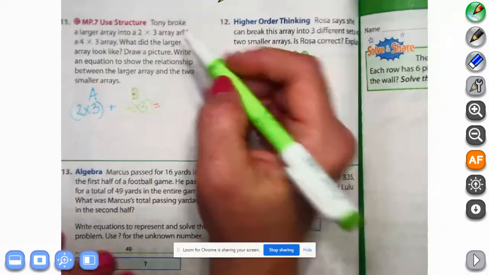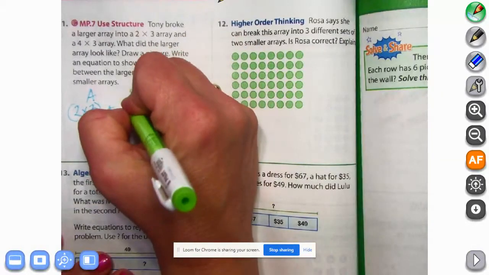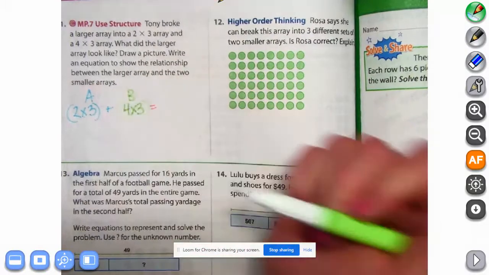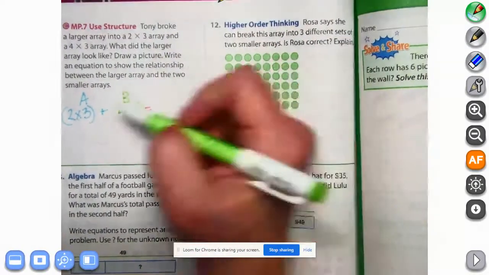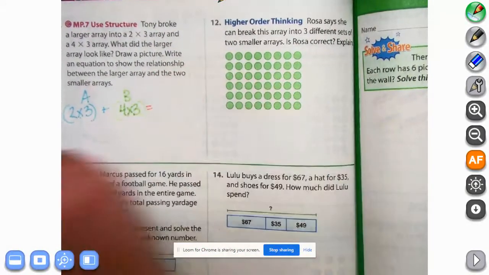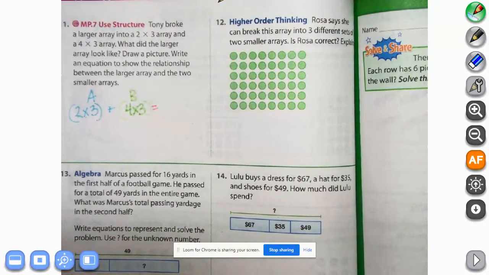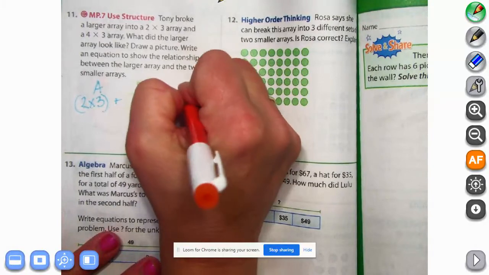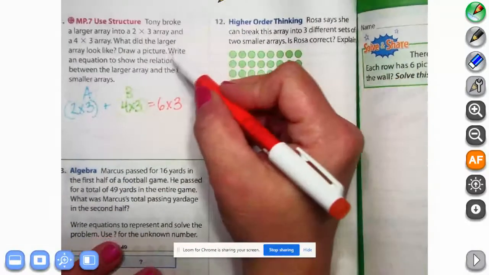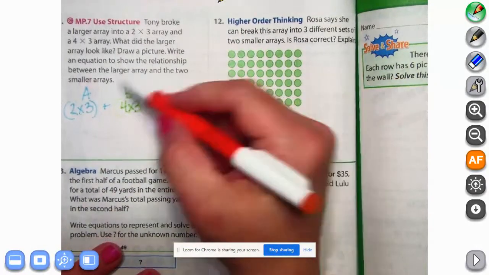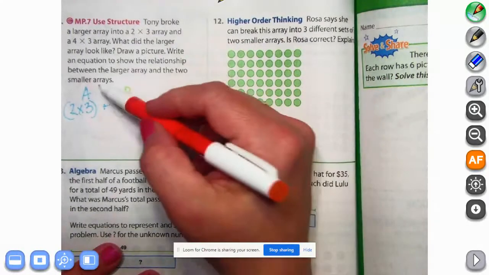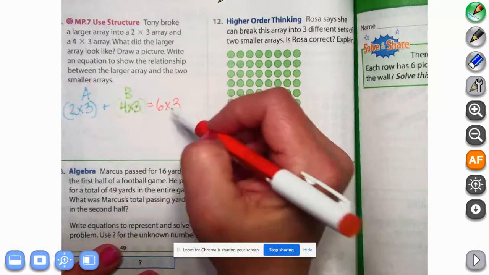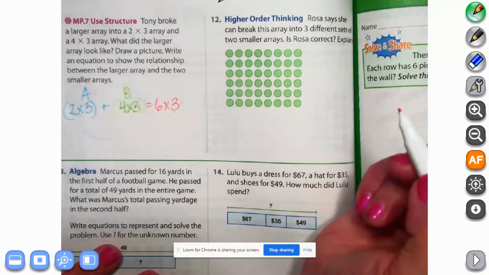All right. What did the larger array look like? Okay. So if part of it is 4 times 3 and part of it is 2 times 3, we're going to add those up together, and 2 plus 4 equals 6 times 3. Draw a picture. Write an equation to show the relationship between the larger array and the 2 smaller arrays. Okay, so these are the 2 smaller arrays, and they equal the larger array.